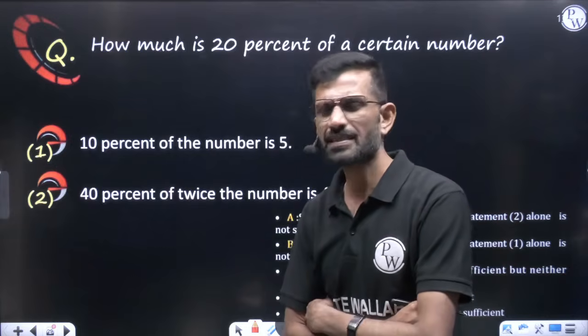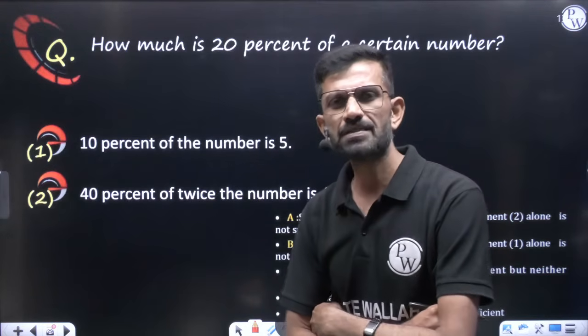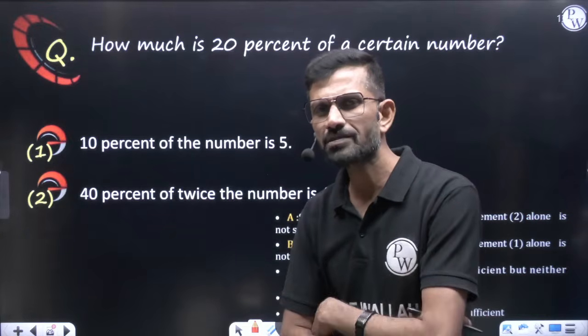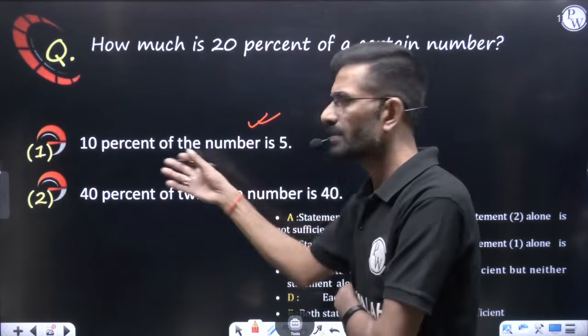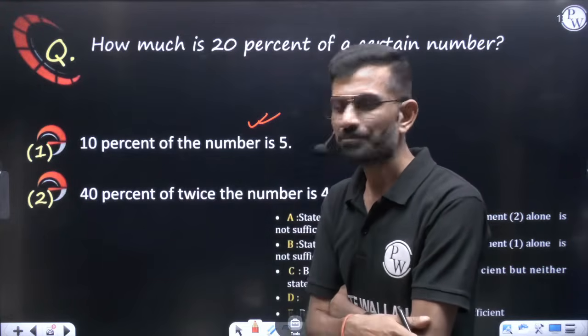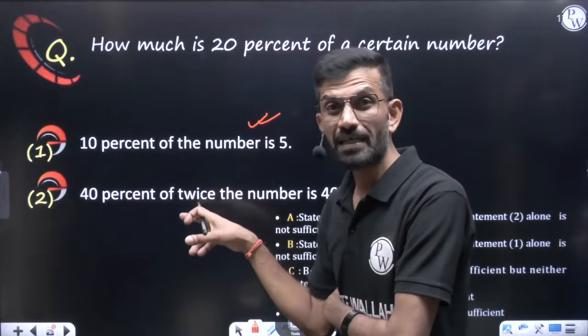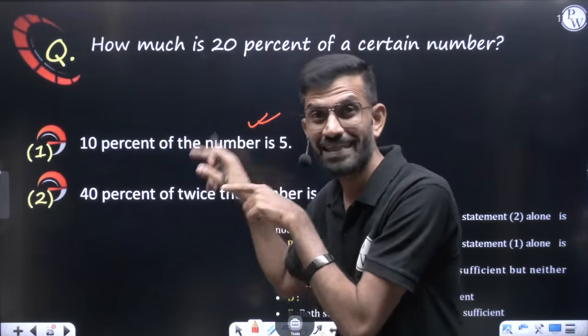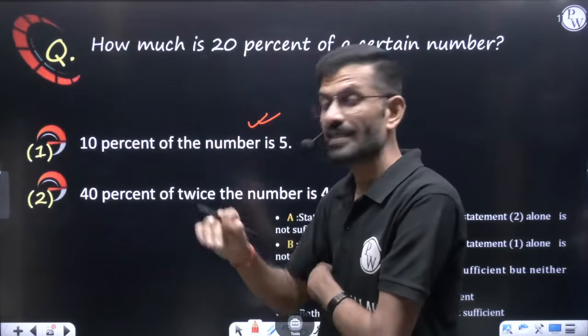Let us take the first statement. 10% of the number is 5. If you know 10% of the number, you can even find 20% of the number. The first alone is sufficient. 10% is 5, 20% will be 10. Simple. Now we have to see whether the second alone is sufficient. We can select option A if the first alone is sufficient but not the second alone. Okay, we'll see the second statement also.